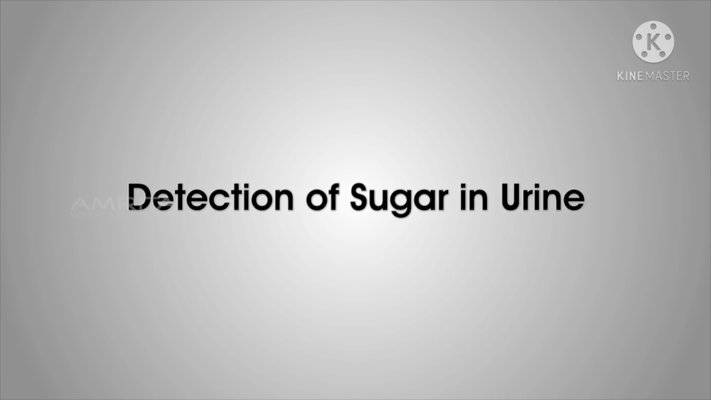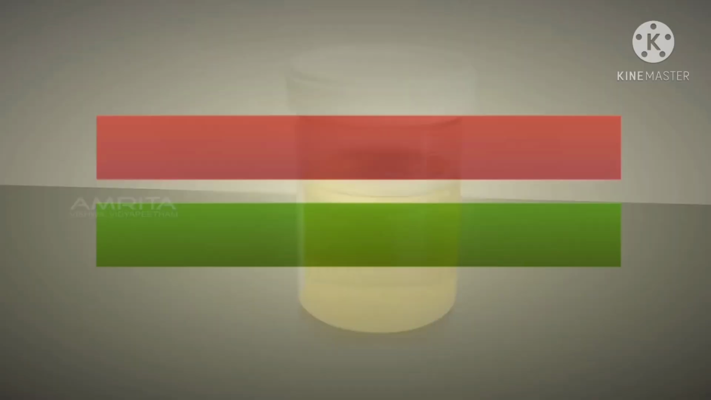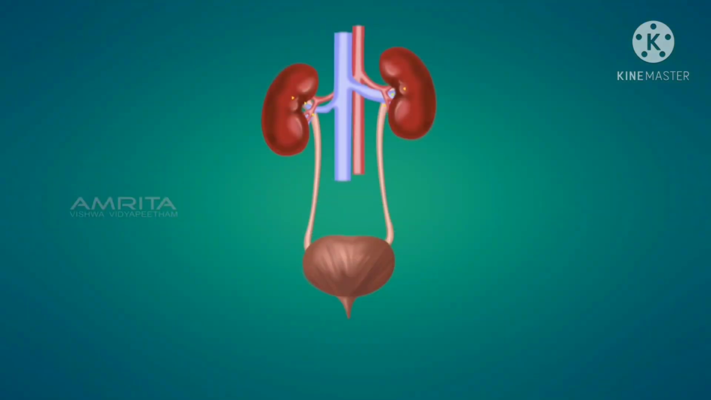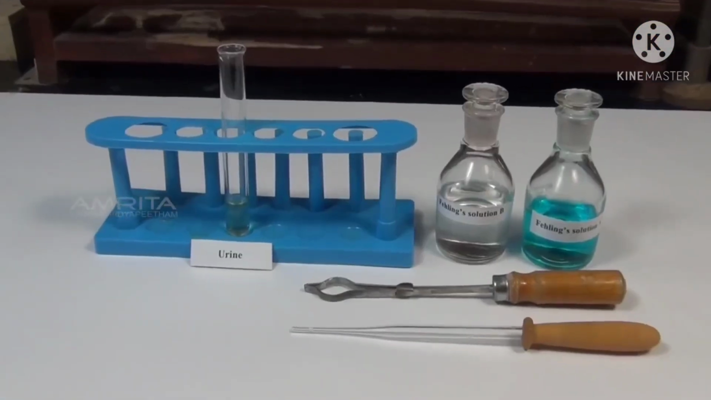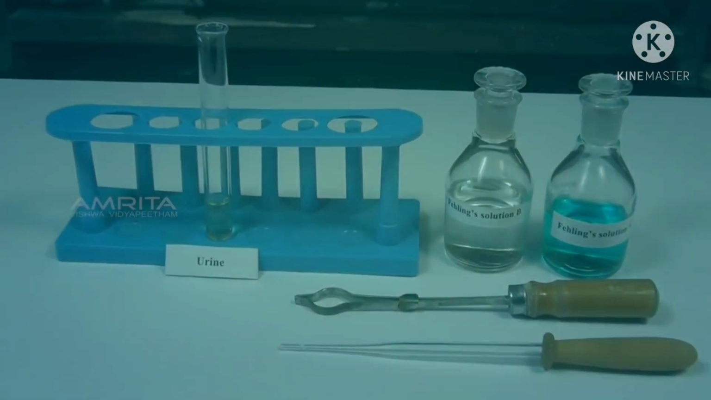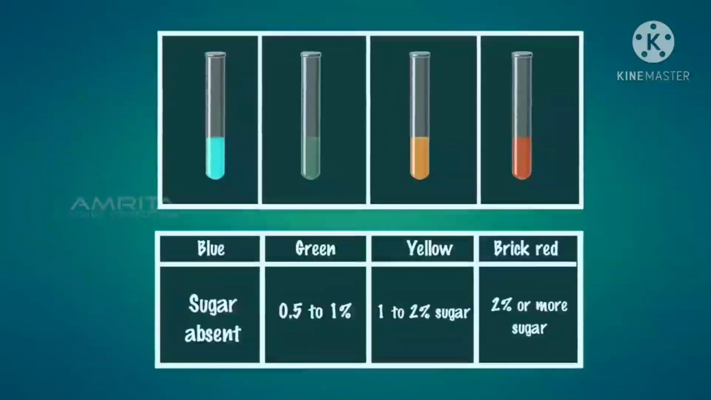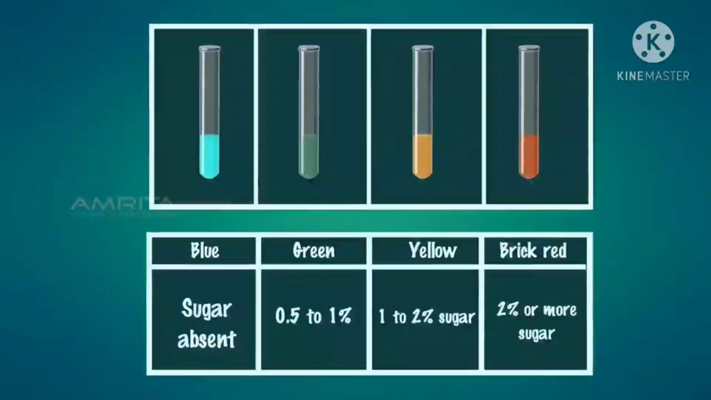Detection of sugar in urine. Sugar is ordinarily not present in normal urine. When the sugar level in blood rises above normal level, the kidney eliminates the extra sugar through the urine. Sugar then starts to appear in urine. Generally, Benedict's and Fehling's tests are used to detect the presence of sugar in urine. These tests give colored precipitates such as green, yellow, and brick red, depending on the concentration of sugar present in urine.